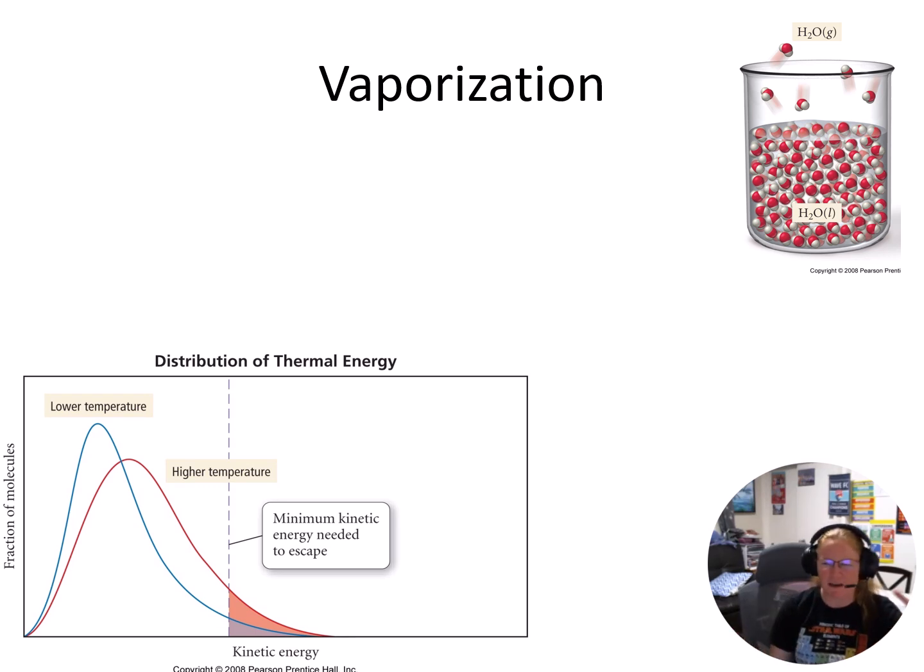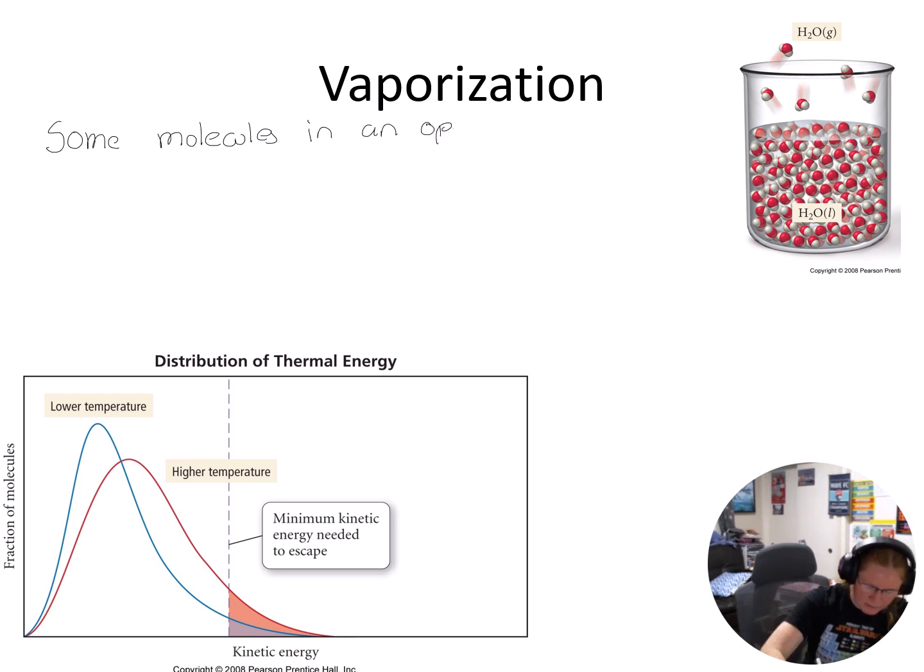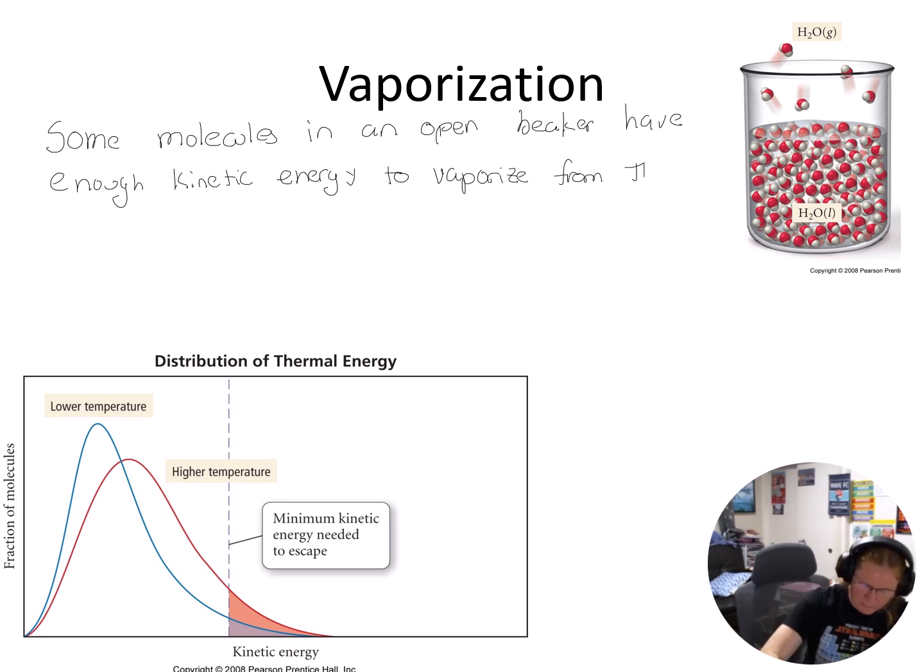But if I just leave a beaker on the bench top, it's at room temperature. It's not at 100 degrees Celsius. So we still have some molecules that are escaping the liquid phase into the vapor phase, even at room temperature. As long as we're above the melting freezing point of a substance, some will escape into the vapor phase. Now, when I look at the beaker, again, we've got some molecules in an open beaker that have enough kinetic energy to vaporize from the surface of the liquid.